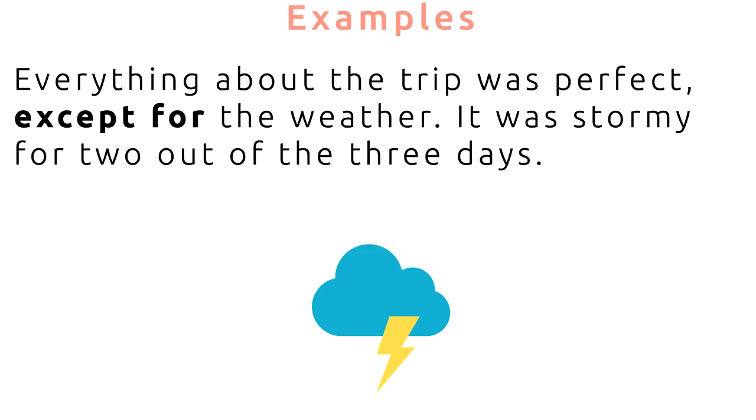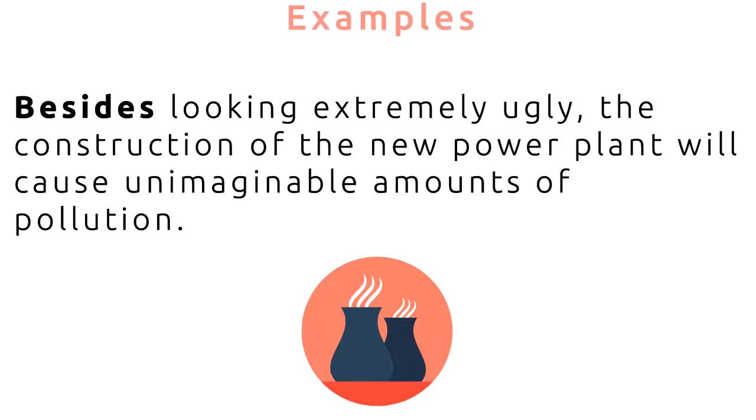This person went on a trip and they said that everything was perfect. But then they took away something. They subtracted from that whole, that meaning of perfection. Everything was perfect except for the weather. So they're taking something away from what they just said. Let's have a look at one more example now, using besides again.